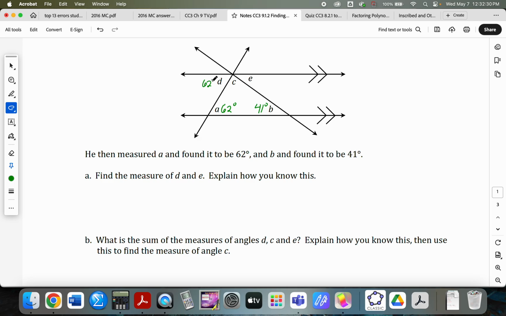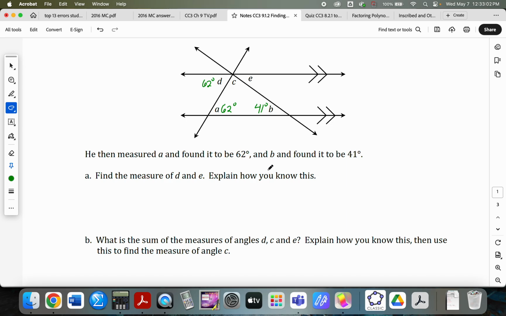Why is it 62 degrees? What kind of angles are these two? It's okay. We just learned it yesterday. Yeah, I forget what it's called. Yeah. They're called alternate interior angles. They're interior because they're sandwiched in between the two lines, and they're alternate because one's on one side of the transversal and one's on the other side of the transversal.